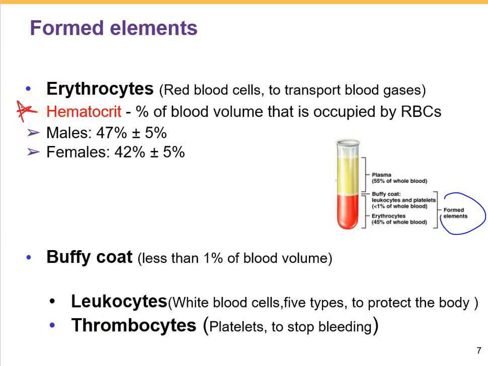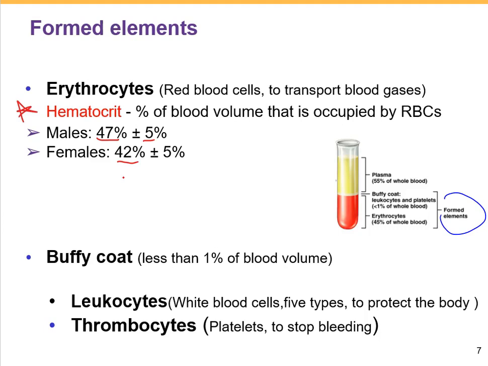Hematocrit refers to the percentage of blood volume occupied by red blood cells. In males, it's typically around 47% plus or minus 5%, and in females it's a little bit lower, around 42% plus or minus 5%. In clinical practice, hematocrit values are often used to diagnose and monitor conditions such as anemia, dehydration, and polycythemia, which means an excess amount of red blood cells, and also other blood-related disorders.